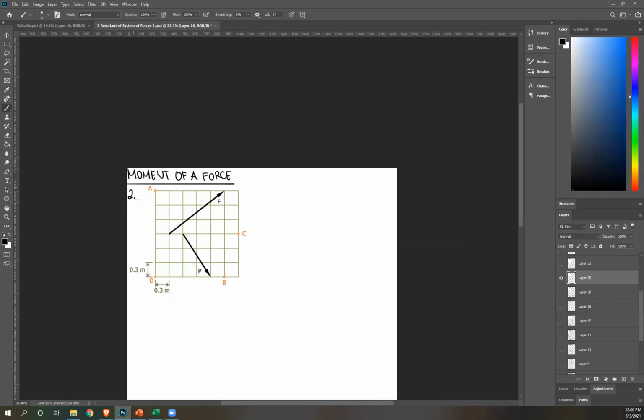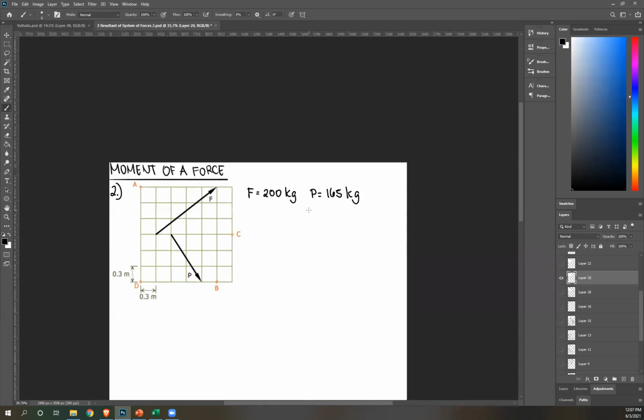First, let's try writing our given. Once again, F is equal to 200 kilograms, and P is equal to 165 kilograms. So let's try to analyze how to solve for this. Basically, we're just looking for a moment about certain points, and I've already taught you how to solve for that. It's using the equation M for moment equals force times distance. So if you know the perpendicular distance, it's easy to find out the moment.